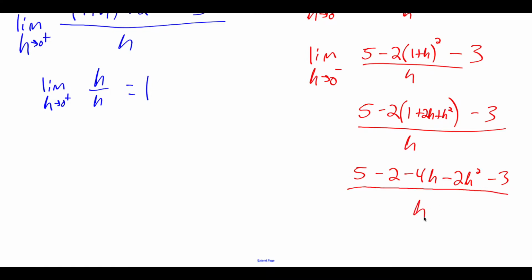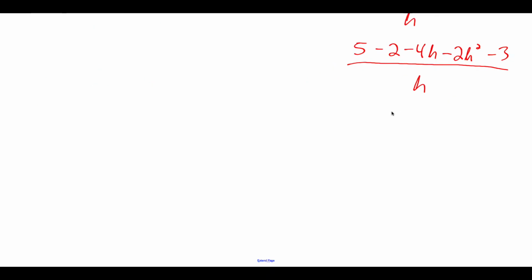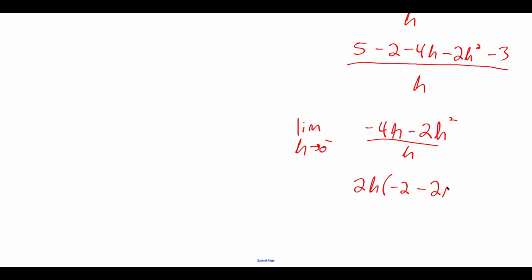Looking at combining like terms, I see this 5, this negative 2, and this negative 3. Those are all going to cancel each other out. So I get negative 4h minus 2h squared all over h. And I guess we want to remember that we're still doing this limit as h approaches 0 from the left-hand side. It's still not safe for me to plug in 0 because I've got that h on the bottom of my fraction. So what I can do is take out a GCF on top of 2h. And if I do that, this is going to be negative 2 minus 2h. And this is all still over h.